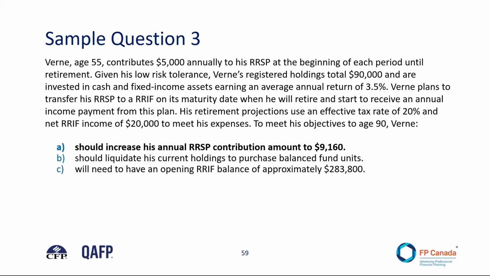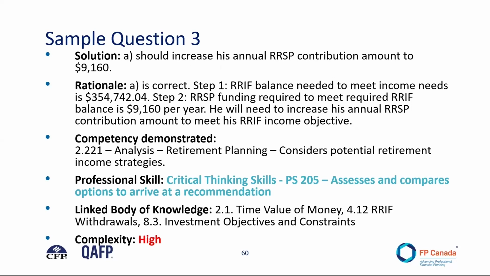This question also has an ethical component with option B. Option B would not be suitable for the client based on his low investment risk tolerance and would then be a breach of Rule 22 of FP Canada's Standards of Professional Responsibility, which states that recommendations are to be both prudent and appropriate for the client. This question can also be tied to a professional skill, critical thinking skill 205, which is assesses and compares options to arrive at a recommendation.